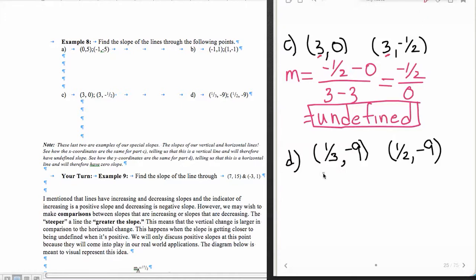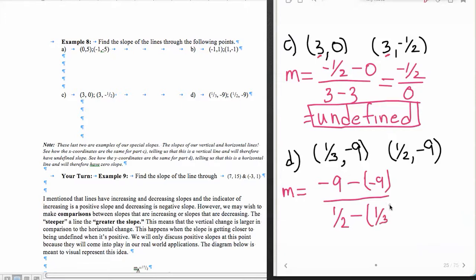All right, now we're going to go on and do our next example here. So again, we're just going to jump right into the slope formula. And so we see y2 minus, and then I'm going to use some parentheses, y1, negative 9 again, and then over x2, 1/2, minus x1, sorry, x2 and x1, 1/3.